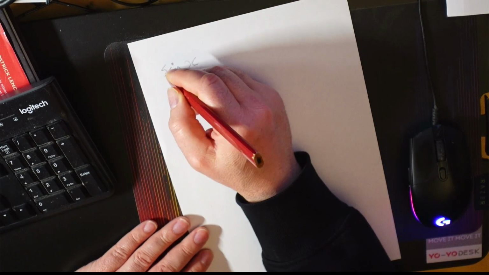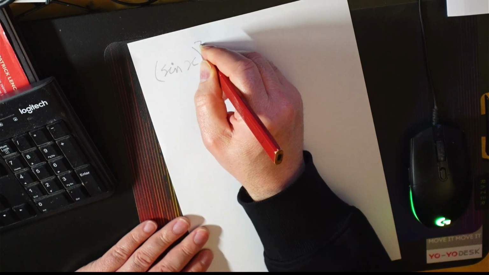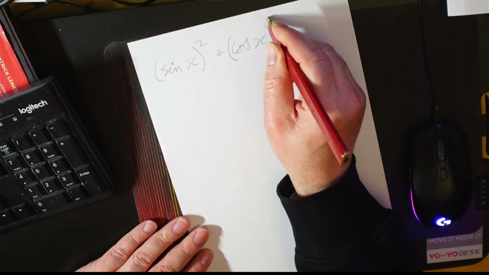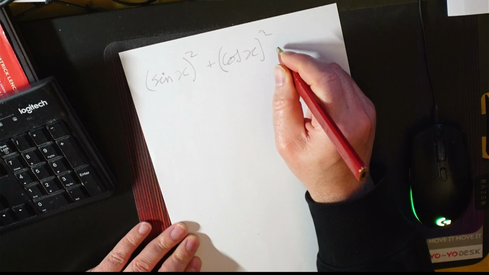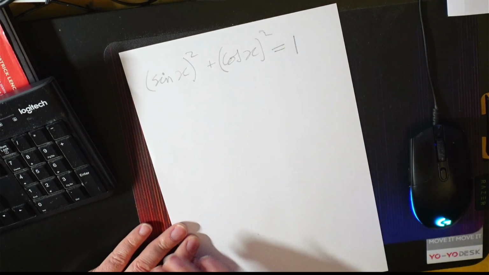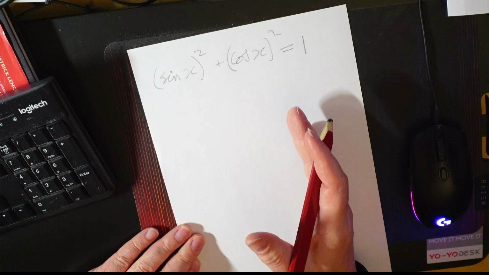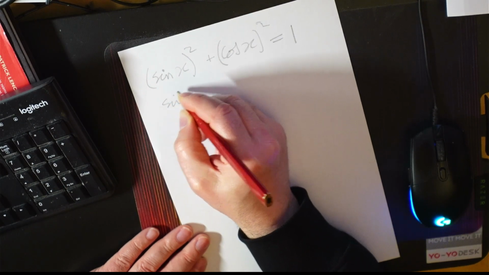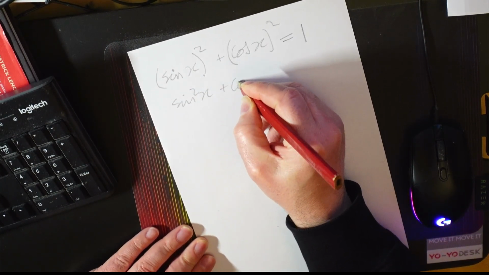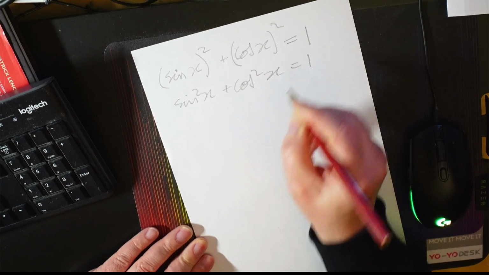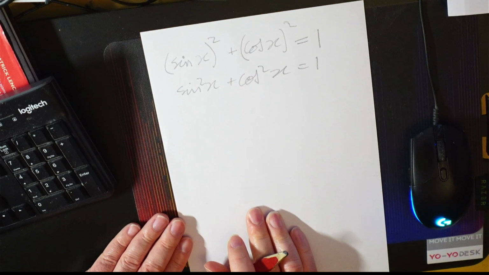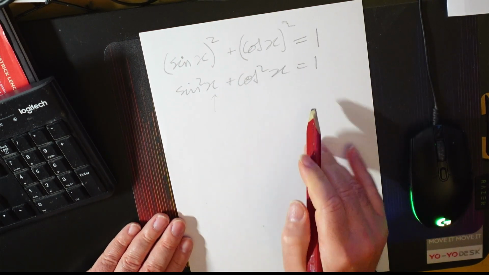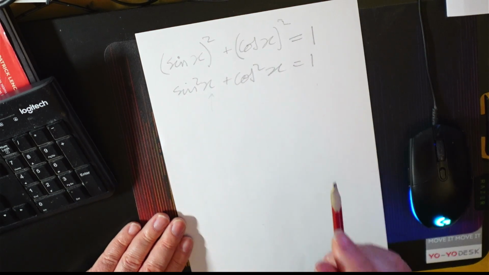Sine x, I'm going to write it like this, all squared, plus cosine x squared is equal to 1. Why? If you ever see sine squared x plus cosine squared x, it can also be written like that. But why is this true? No matter what value of x you put in here, you will always end up with this expression making 1.